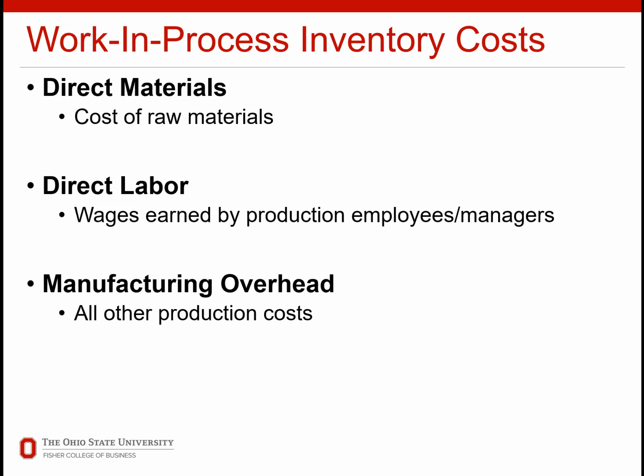Here you can see again a breakdown of those work in process inventory costs from a managerial perspective. Again, direct costs, just the cost of the raw materials, direct labor, wages earned by production employees or managers, and manufacturing overhead, all other production costs.